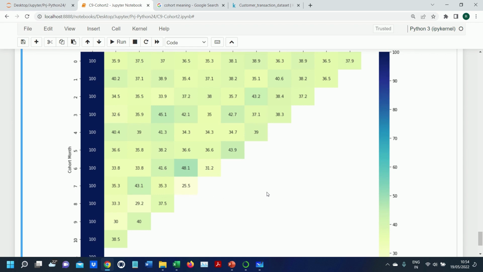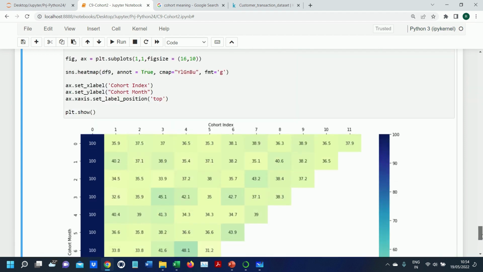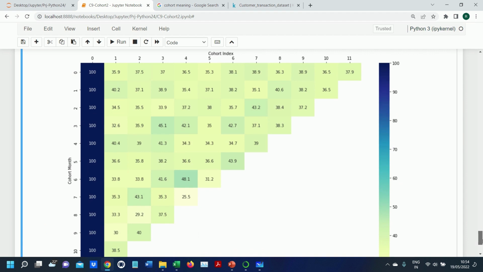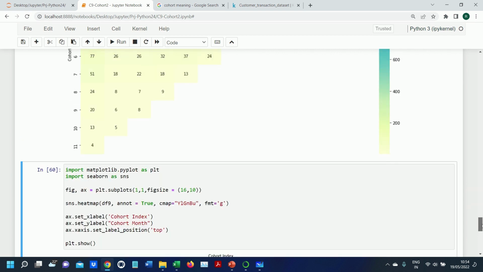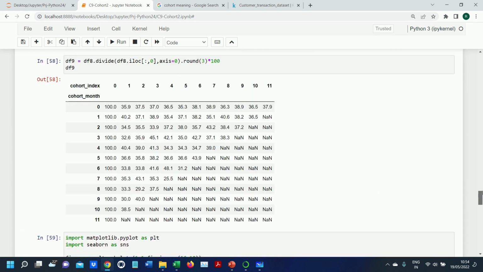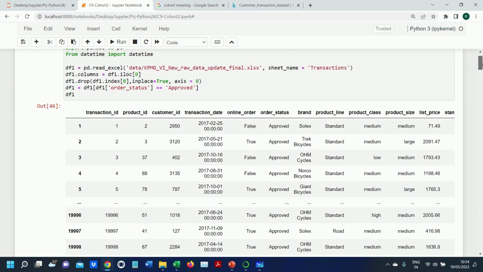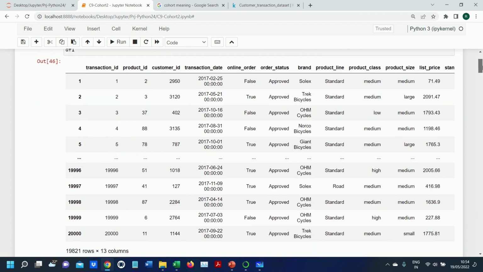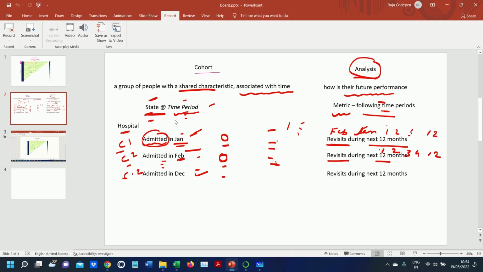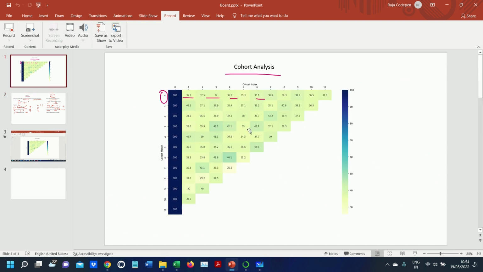So this is how we can do the cohort analysis, by using simple pandas, cmap and matplotlib using Python code. I hope you understood some techniques here, and this will help you in adding more value to the data and making business more predictable.